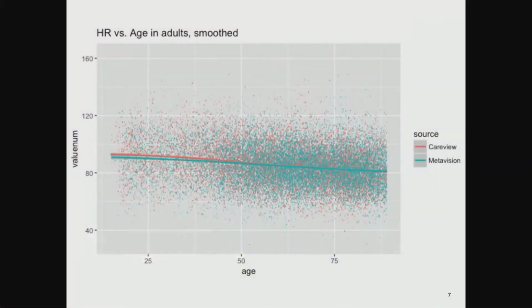If you look at just the adults, the two systems actually look very similar. So the blue and red dots are the two systems, and I've drawn the trend lines between them, and you can see that they're very similar. So it looks like as you get older, your heart rate declines very slightly, but it does so equally in the two data sets. Yeah.